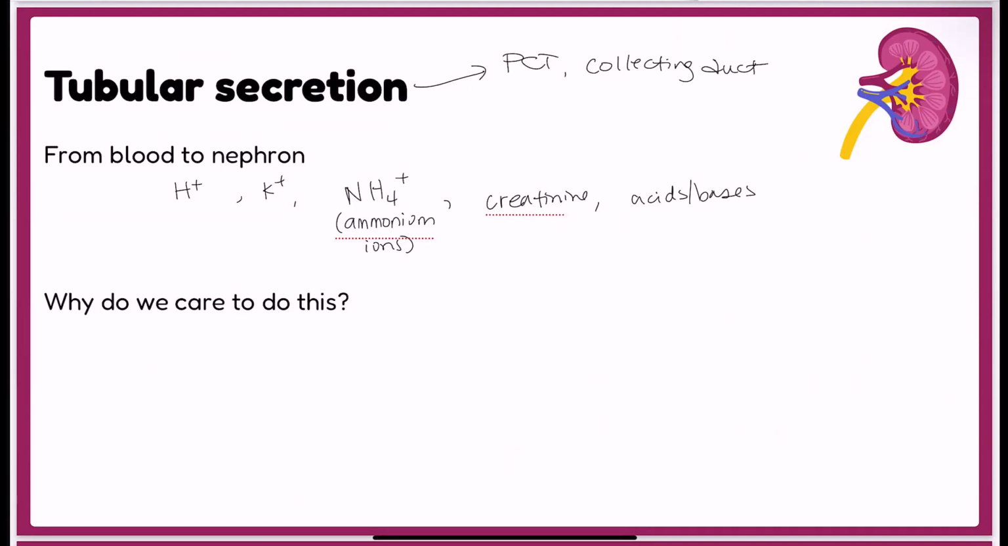But why does tubular secretion happen? Why do we care about it? We just put a bunch of filtrate into the nephron. We just sucked a bunch of stuff out from tubular reabsorption. So why are we putting stuff back into the nephron? And why we care to do this is because we can get rid of stuff we don't want. Things like drugs, toxins, that may be bound to plasma proteins.